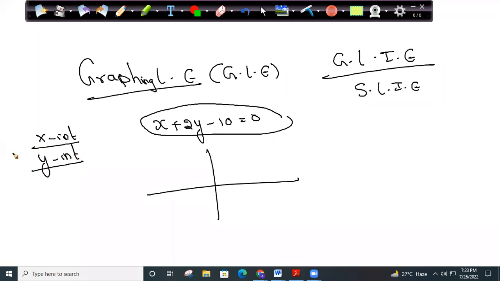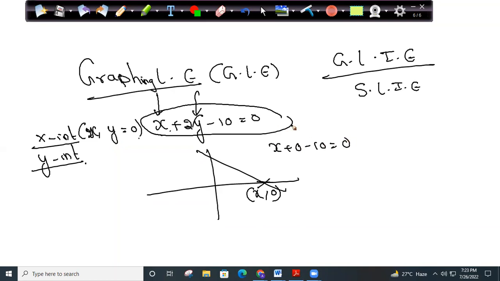What is the meaning of x-intercept? Again, I'm repeating, I might have repeated hundreds of times. X-intercept means the value of x when y is equal to 0. So plug in y equal to 0. X-intercept means the point where the graph is touching the x-axis, meaning the value of y is 0. Sorry, extremely sorry, I was thinking something else. The value of x when y is equal to 0 is my x-intercept. So x plus 0 minus 10 equal to 0. So for this graph, the x-intercept is (10, 0).